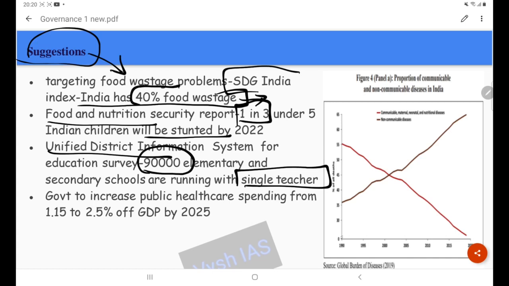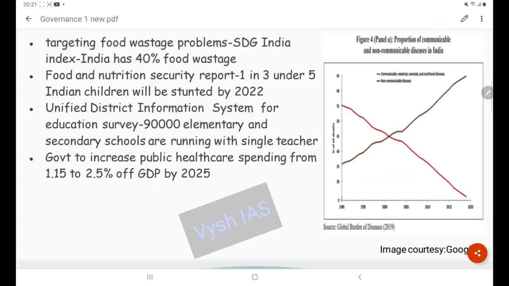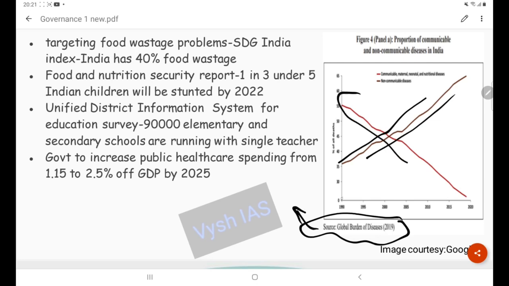Okay, so these are data. You can give this data and you can give the suggestions. In this way you are substantiating your answer. Then the government should increase public healthcare spending from the current 1.15 to the target of 2.5 fixed by the government. Now you can use graphs also, but whenever you are picking up data, be sure that you are sourcing your data from reliable sources. Here it is showing the increase in non-communicable disease and decrease in communicable disease.